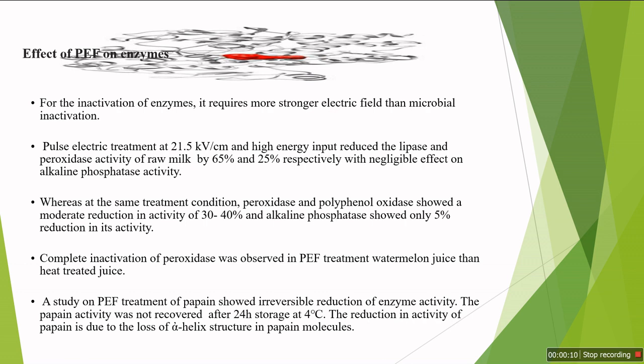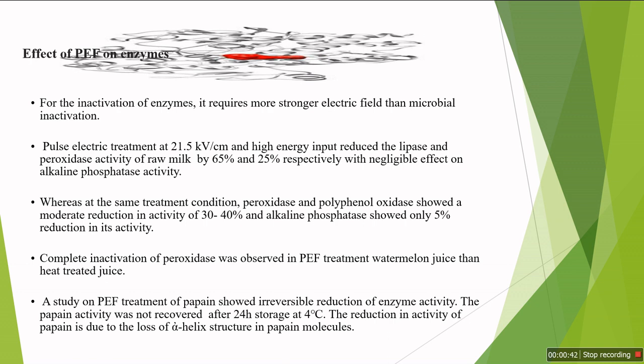Pulse electric treatment at 21.5 kV per centimeter and high energy input reduced the lipase and peroxidase activity of raw milk by 65% and 25% respectively, with negligible effect on alkaline phosphatase activity. Whereas at the same treatment condition, peroxidase and polyphenol oxidase showed a moderate reduction in activity of 30 to 40%, and alkaline phosphatase showed only 5% reduction in its activity.